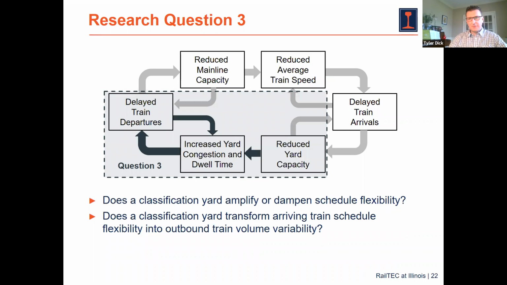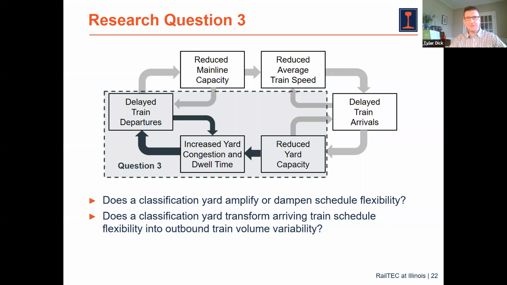So one other question, to extend that research, was once we have that defined, to connect and wrap around the other portion of this network efficiency cycle: what happens to that effect in terms of the inbound trains arriving at the yard? Does our classification yard amplify or dampen that schedule flexibility when we look at the outbound trains? And potentially, by controlling that schedule flexibility, are we just translating that into train volume variability or train size variability, which has its own issues for the mainline operation?